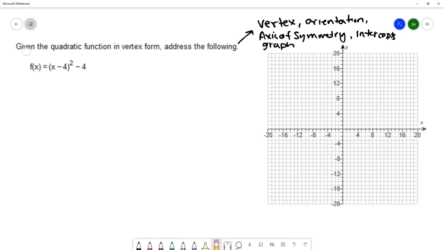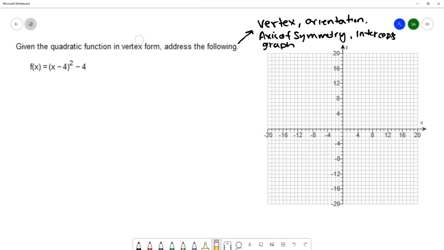In this example, we're going to be given a quadratic function in vertex form. Sometimes it's called standard form. And we want to find the following: the vertex, the orientation, axis of symmetry, intercepts, and then graph this quadratic function.